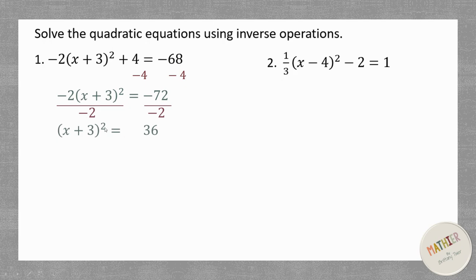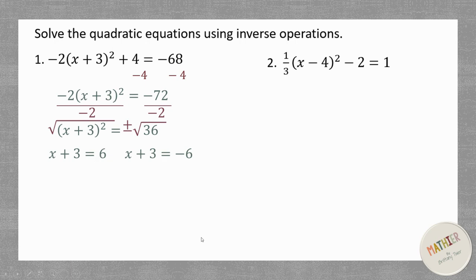Next, we want to get rid of the square power that's outside of the parentheses. So remember, we take care of everything outside the parentheses first. So the inverse operation of square power is square root. I'm going to take the square root of both sides. When we take the square root of both sides, we have to remember plus or minus. So on the left-hand side here, that square power and square root cancel each other out. On the right-hand side, the square root of 36 is 6. So we get x plus 3 equals positive 6, x plus 3 equals -6. Because when we take the square root of both sides, that's when it becomes plus or minus.